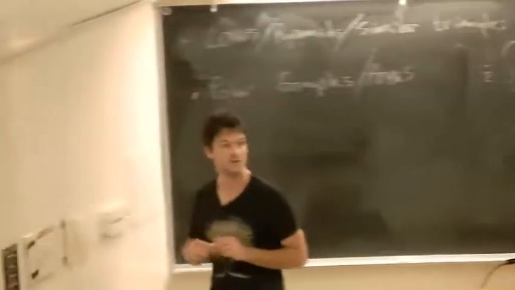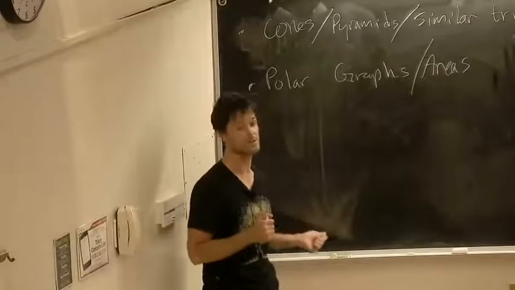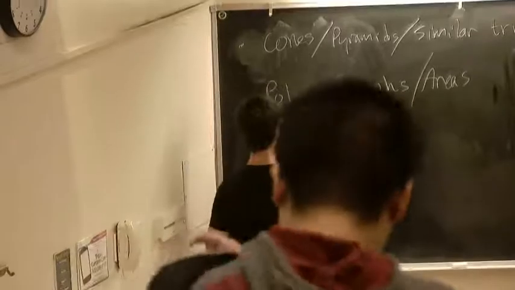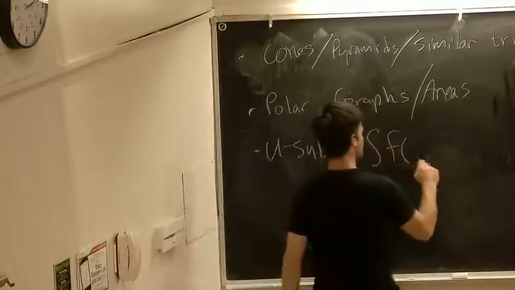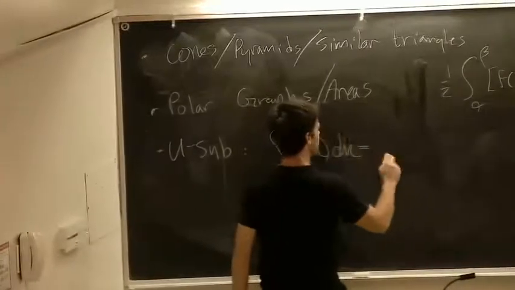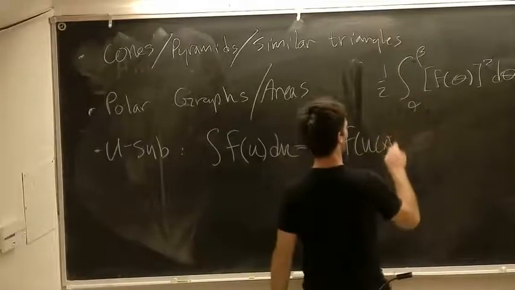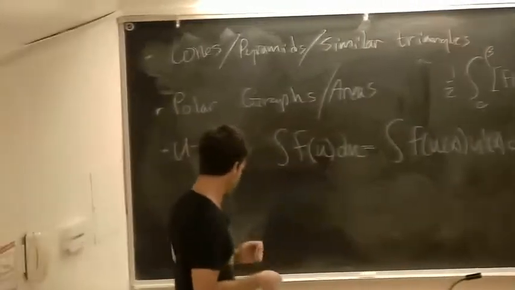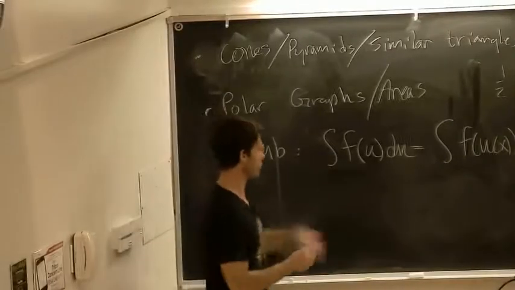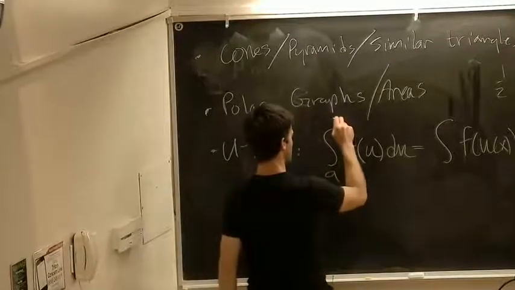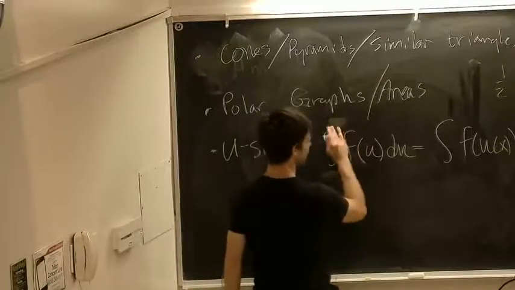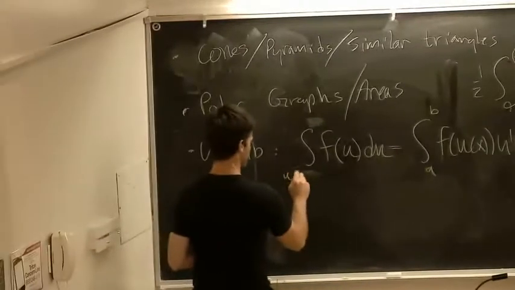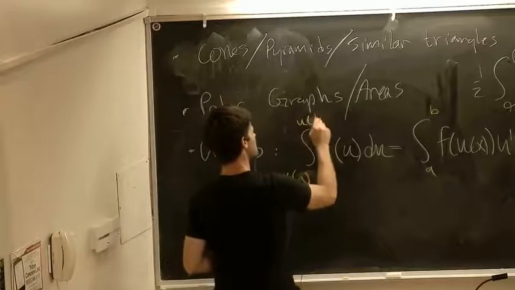You definitely should be very well versed with U substitution and integration by parts. So let me write down the U sub formula. It says that the integral of f of u du is the same as the integral of f of u of x, u prime of x dx. That's the indefinite form, and for the definite form, if x goes from A to B, then this one goes from u of A to u of B.